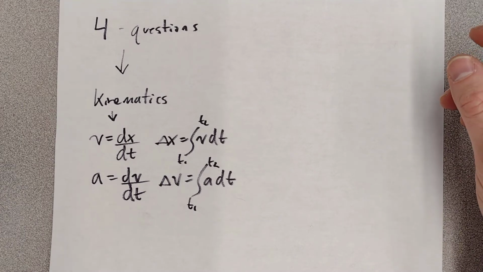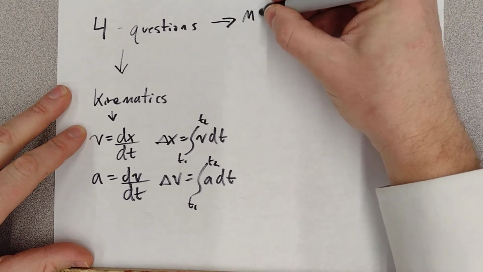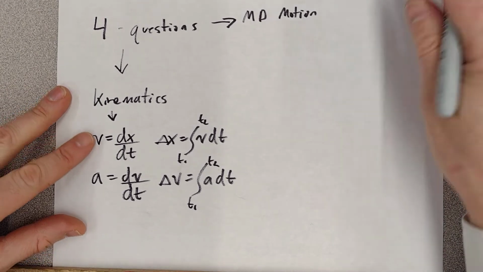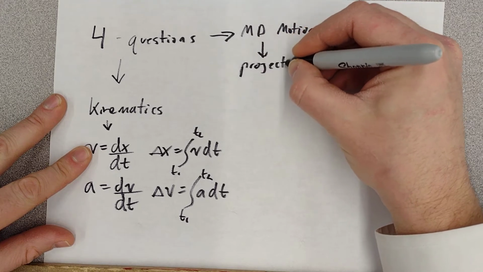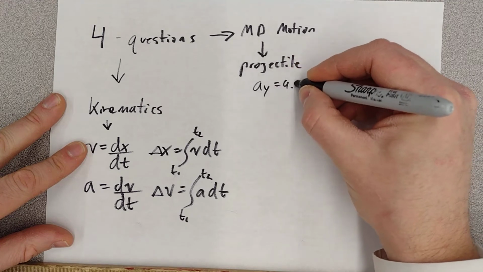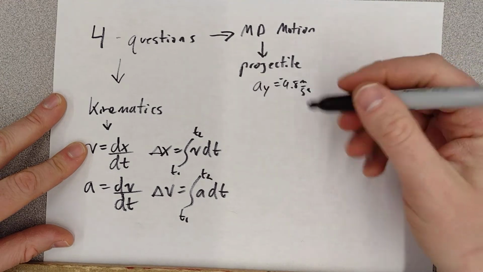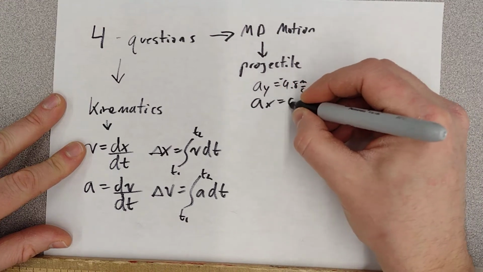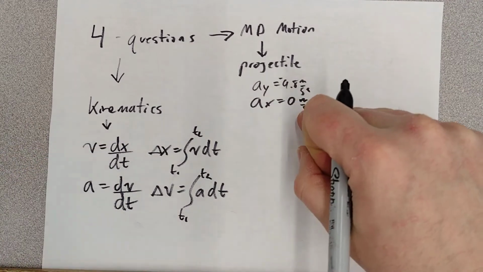Okay, so then from there, we've got multidimensional motion, right? We call it MD motion. And really there's a couple things going on here. We've got projectile motion, right? And in projectile motion, the acceleration in the y direction is always 9.8 meters per second squared, negative typically. The magnitude of the acceleration is 9.8. The negative sign depends on how you set up the coordinate system, and a_x equals 0. That's the whole point with projectile motion. It's multidimensional motion in a very specific case.